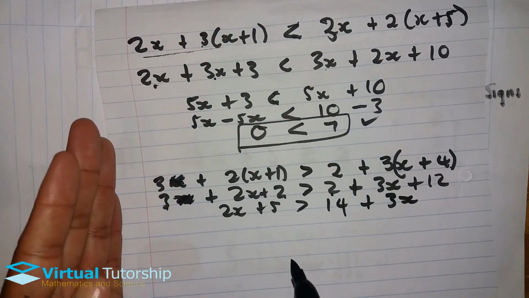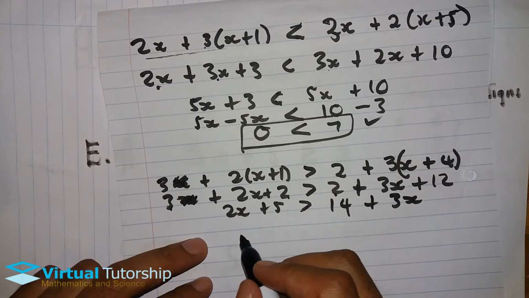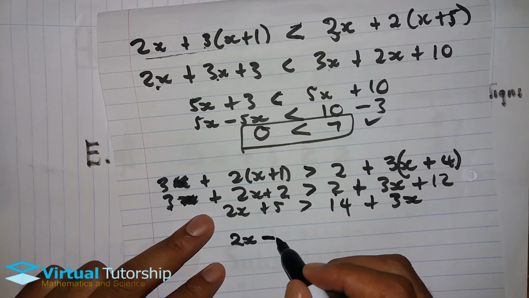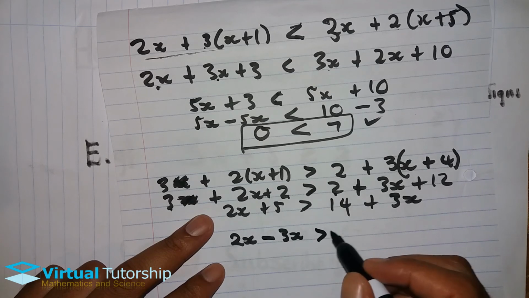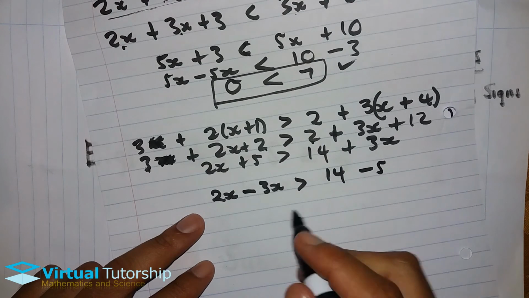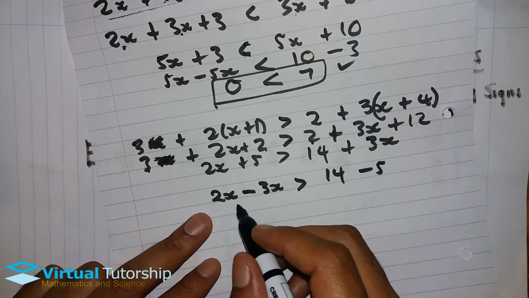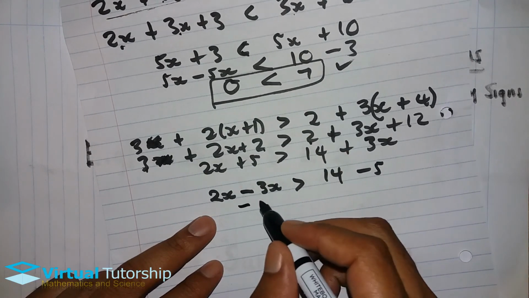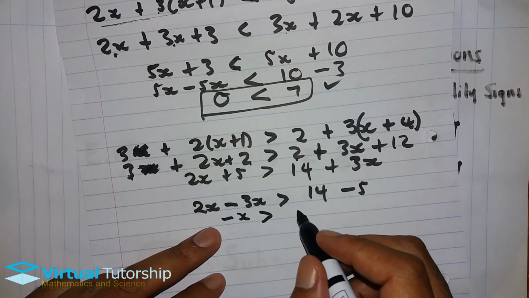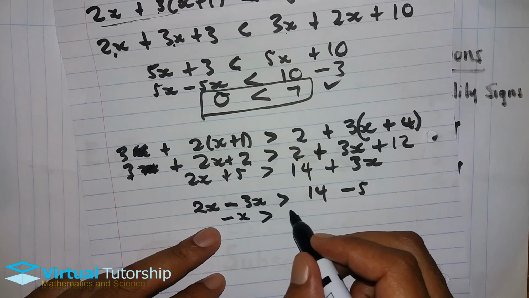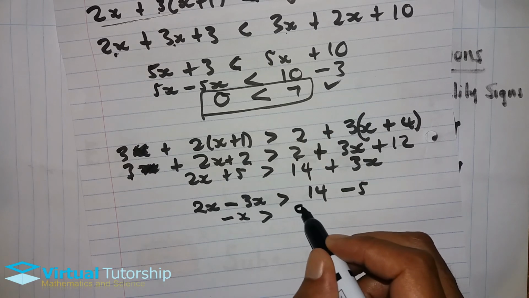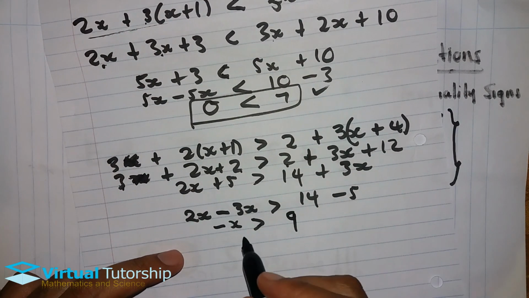So letter x on the left hand side and then the constants on the right hand side. So I remain with 2x, the 3x will come to the left and arrive as negative 3x greater than 14. The 5 to the right hand side arrives as minus 5. So now subtract the 2x, I get minus x greater than 14 minus 5. It's 14 minus 5, isn't it 9? It's 9.